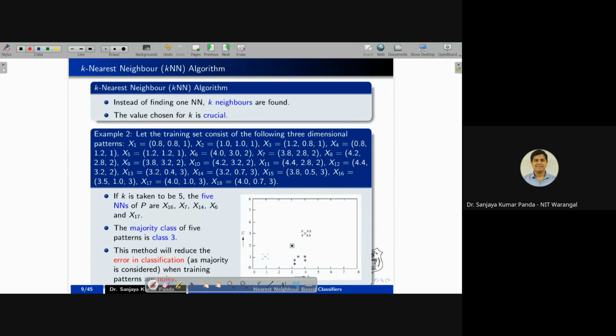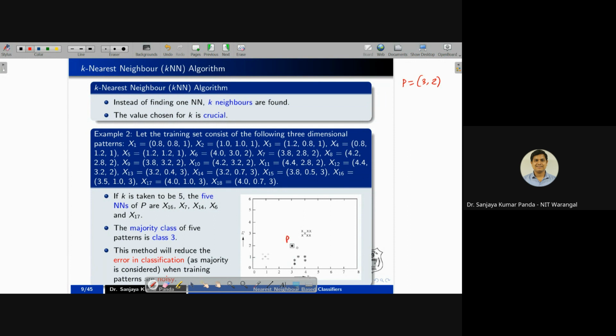Okay, here you can see 18 different training patterns which I have shown you earlier. In every training pattern, the first value represents the x coordinate, the second value represents the y coordinate, and the third value represents the class level, right? My testing pattern is considered as 3, 2. So this is my testing pattern in the graph, right?